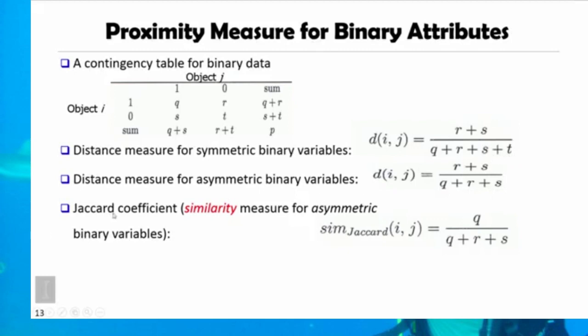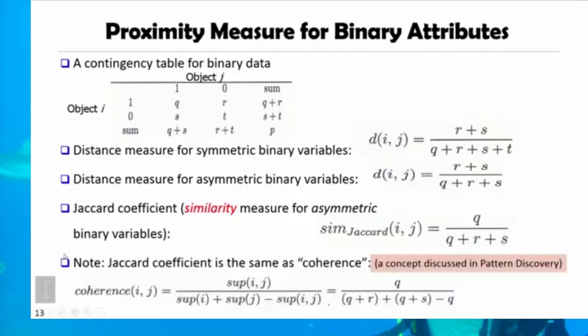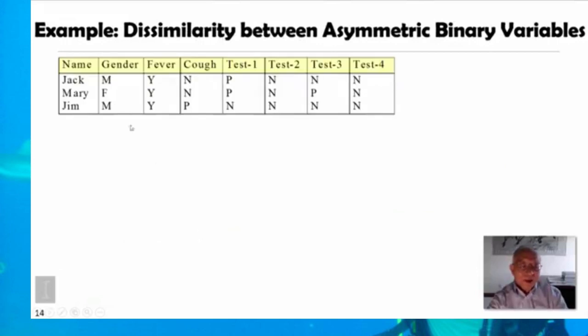Then for their similarity measure, that means how many times they are the same, actually it's the q cases. For the q cases, we can see that's the same denominator. Actually, the Jaccard coefficient was somehow rediscovered in the pattern discovery field. They call this one coherence. If you really map this coherence definition into this contingency table, it has the same definition as the Jaccard coefficient.